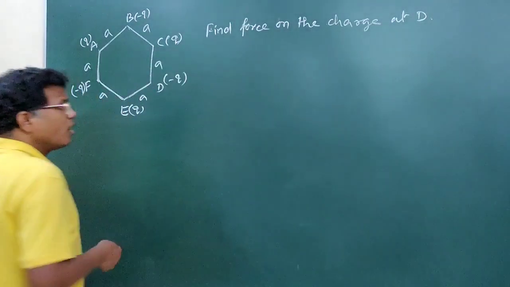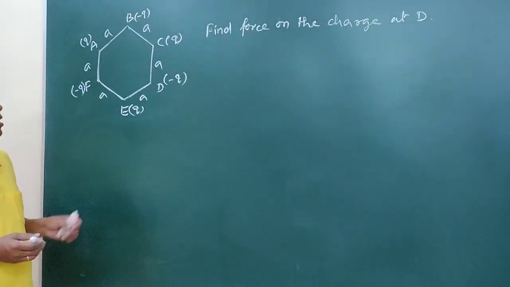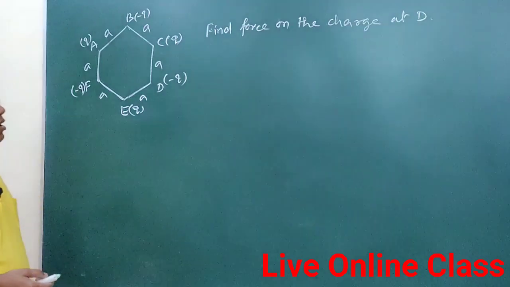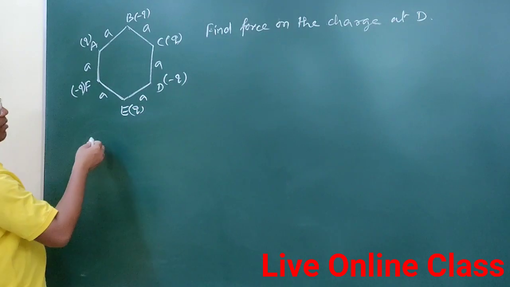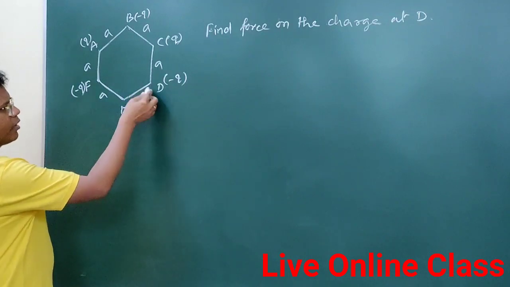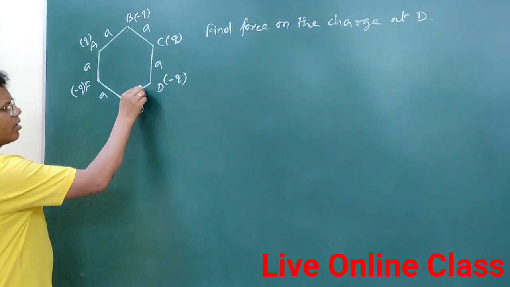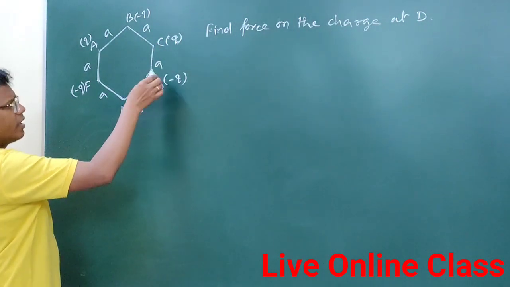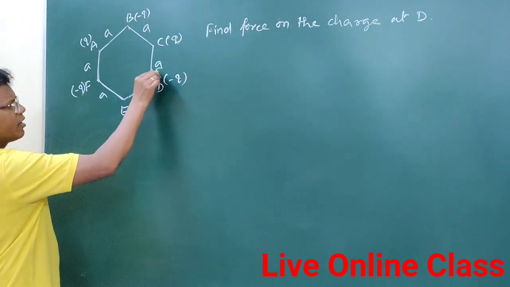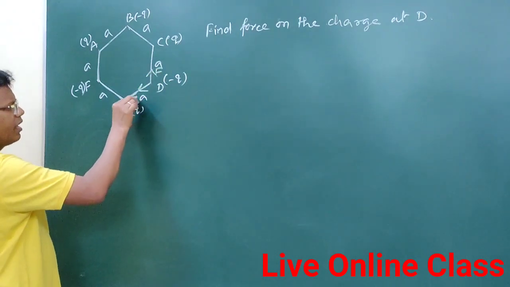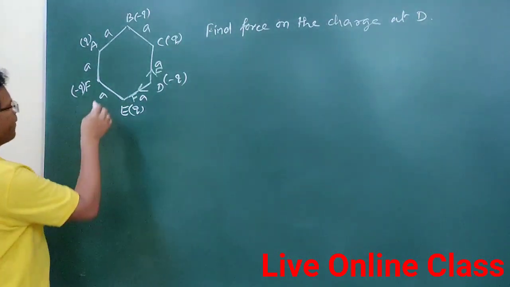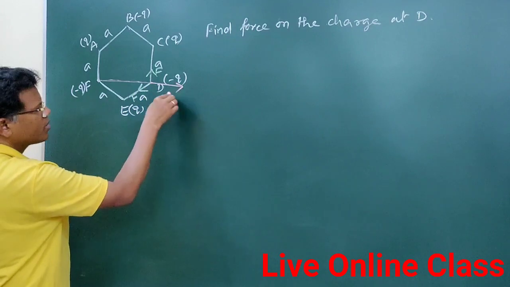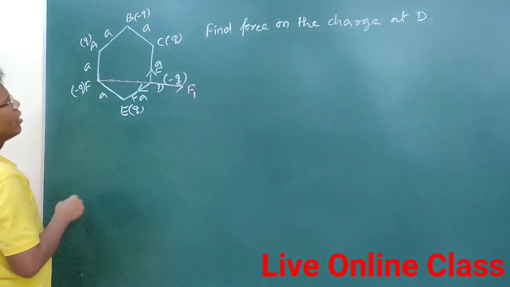Well, let's do it. We are supposed to get the net force on the charge at D, which is a negative charge. So first of all, the force from E on D is an attractive force, and the force from C on D will also be an attractive force. Let these two forces be identified as F each. Now, negative to negative is repulsion, let it be F1.